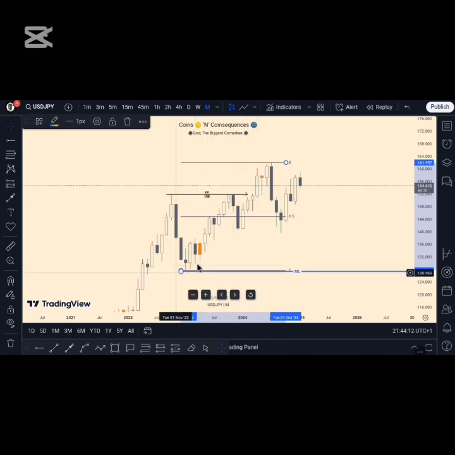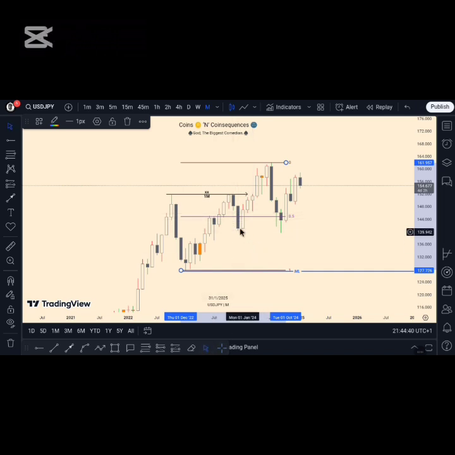Another question: is this a valid structure? In what sense? Does this structure have liquidity? Does it have valid pullbacks? Does it have invalid pullbacks? Or you can say, does this structure have inducement? Whatever name you want to call it, just be sure you know what you're doing. The name doesn't necessarily matter. Don't kill yourself over it, but just be sure you know what you're doing.